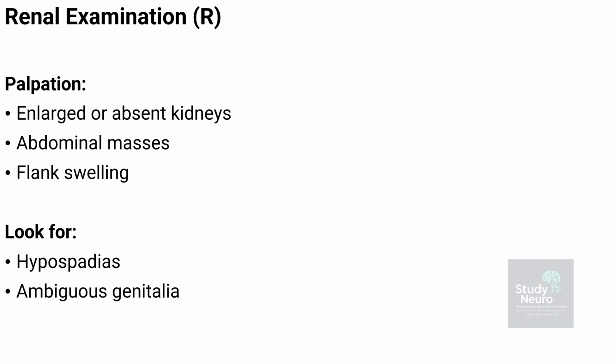Begin with abdominal palpation, assessing for enlarged or absent kidneys, which may suggest renal agenesis, hydronephrosis, or multicystic dysplastic kidney. Palpate for any abdominal masses and inspect the flank regions for swelling, which may indicate underlying renal enlargement or obstruction. In addition, carefully examine the external genitalia. Look for hypospadias or ambiguous genitalia, as these findings may accompany congenital renal and urogenital anomalies.